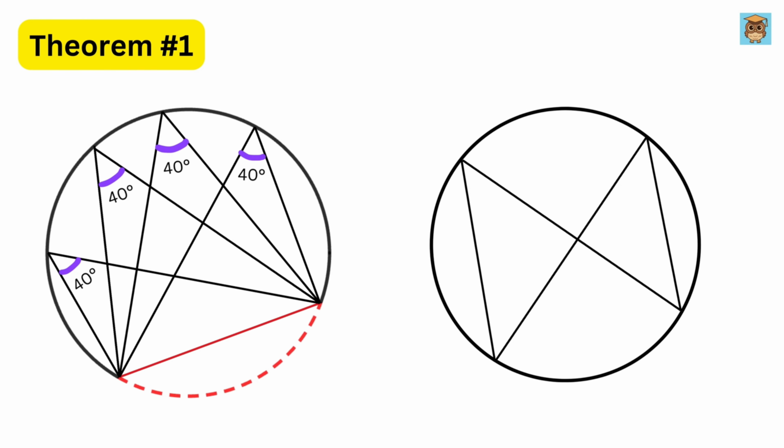Now, here's a question. If this angle is 65 degrees and this angle is 35 degrees, then what will be the value of all of the remaining angles? It's easy, right? This is 65 degrees, so this angle will also be equal to 65 degrees, because angles subtended by the same arc are always equal. Similarly, if this angle is 35 degrees, then this will also be equal to 35 degrees, following the same theorem.